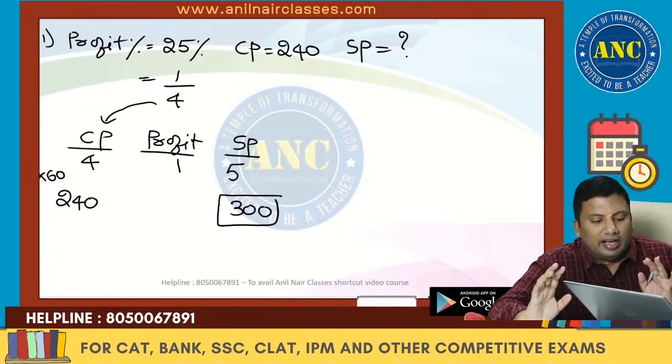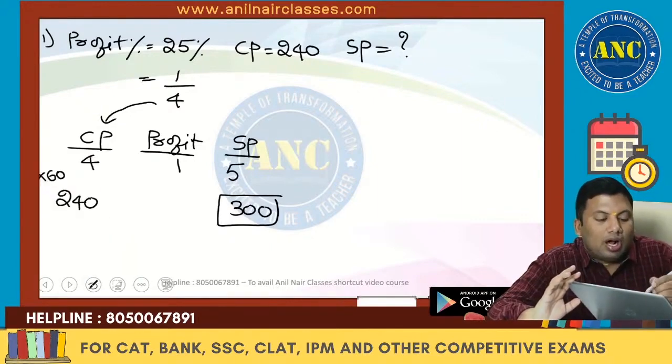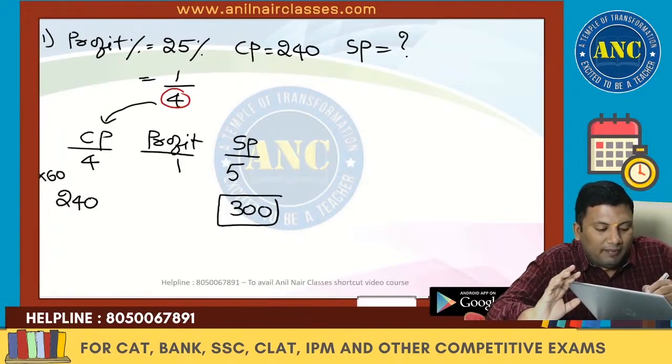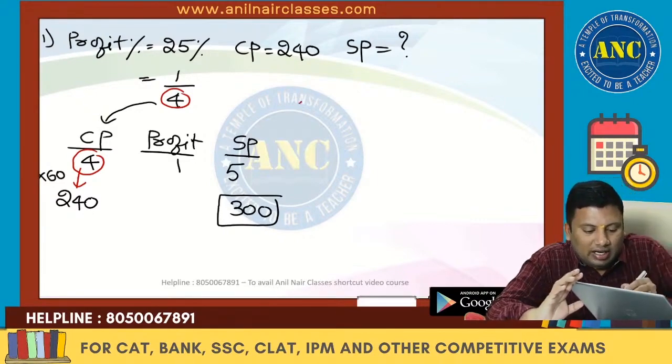I hope the idea is clear. 25% is 1 by 4. So cost price is 4, profit is 1, selling price is 5. But according to the question, 4 is given as 240. 4 into 60 is 240, so 5 into 60 will be 300.